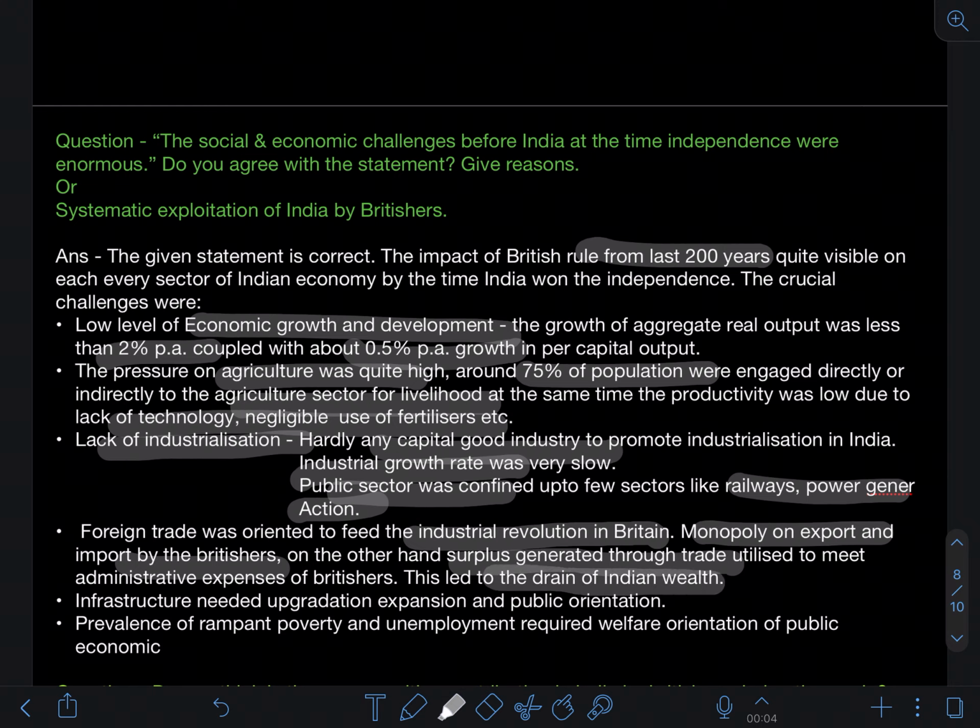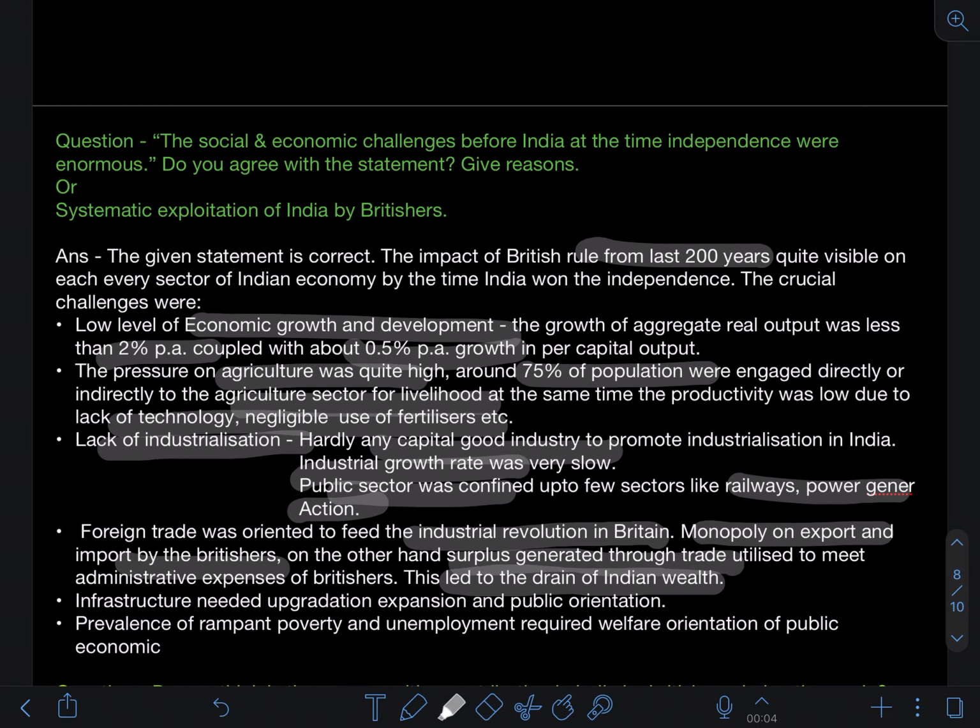To mention such a line, that it led to the drain of Indian wealth, enhances the quality of your answer. So I would urge you to use such kinds of lines. You may also find these kinds of lines in your textbook when you are preparing for your examination.